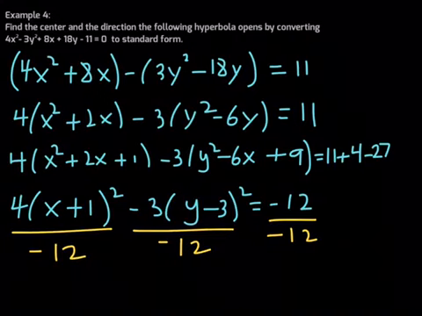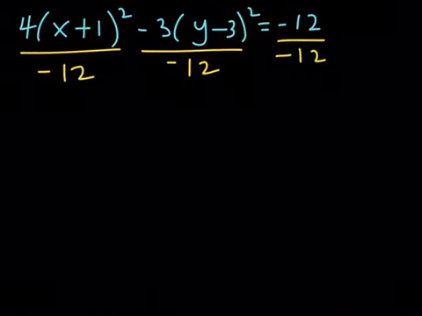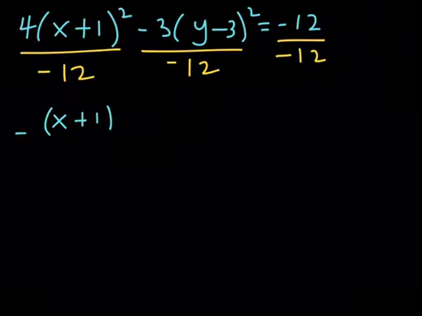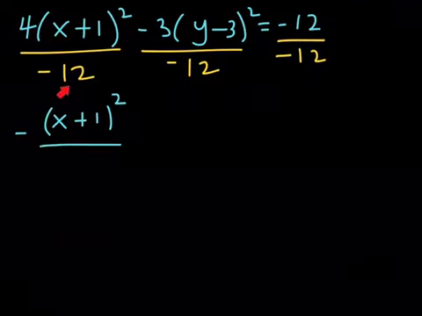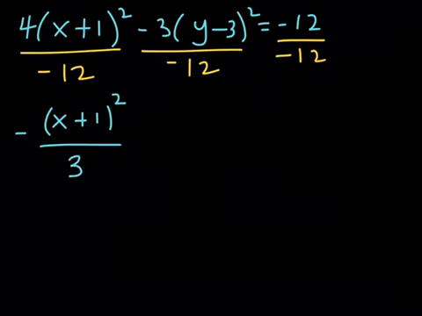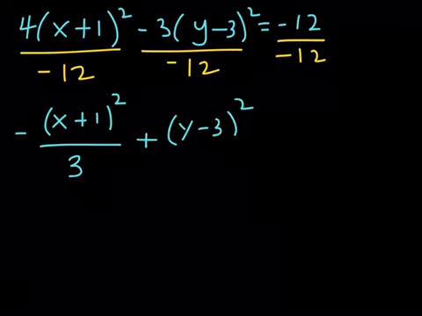Let me move this screen up. Now, this is going to give us a negative. The first term is going to be negative. So you're going to have x plus 1 quantity squared. Now, the 4 in the numerator divides into 12 three times. That negative is still there. I just put it out in the front. So the denominator is 3. And then notice that the second term is going to be positive because you got two negatives. And then you got y minus 3 quantity squared. And look at that 3. It goes into the 12 four times. Is equal to positive 1.